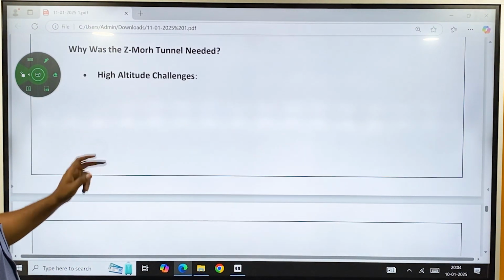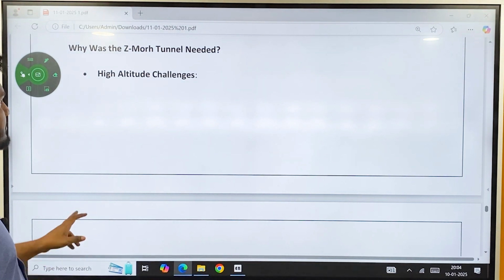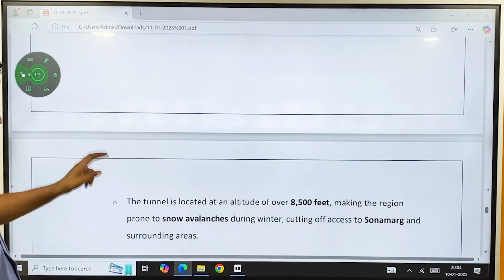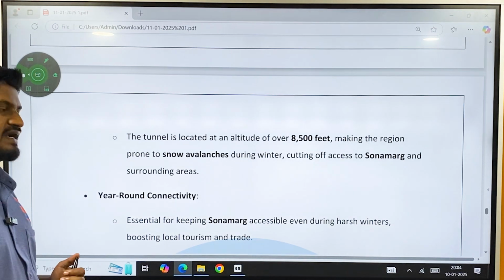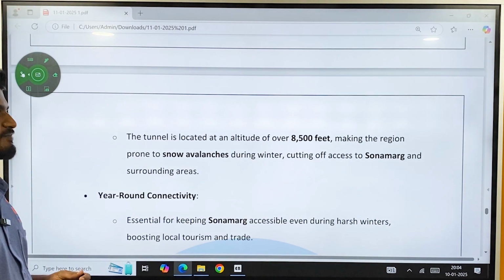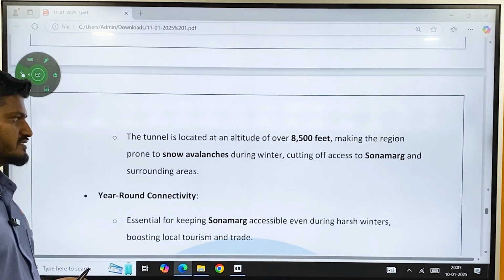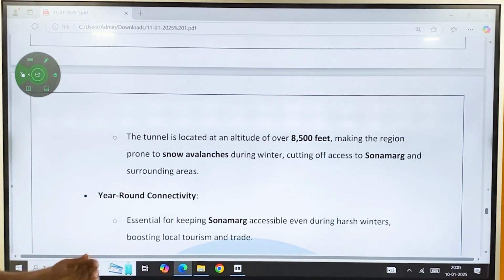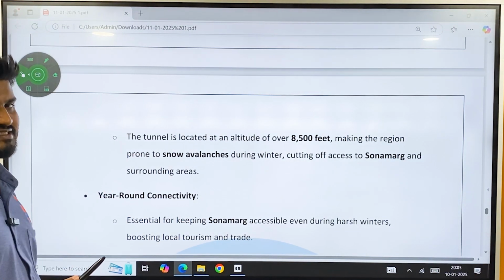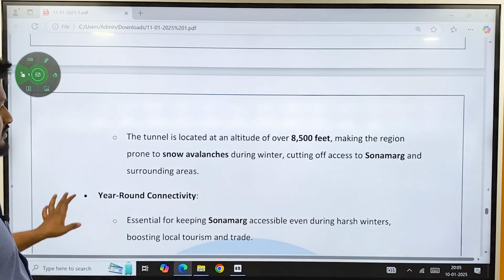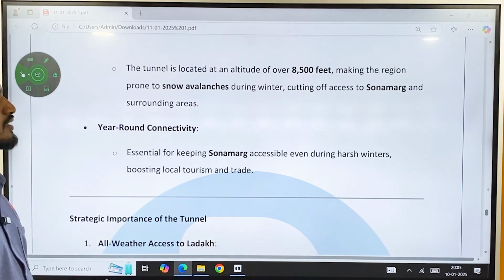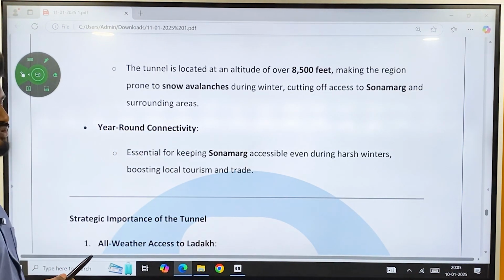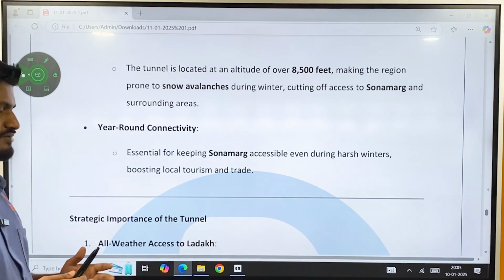So what was the need of Z-More tunnel then? It was needed to address the high altitude challenges. The tunnel is located at an altitude of over 8,500 feet, making the region prone to snow avalanches during the winter, cutting off accessibility to Sonmarg and surrounding areas. As a result, the tunnel was necessary to reduce the chances of losing access to Sonmarg.